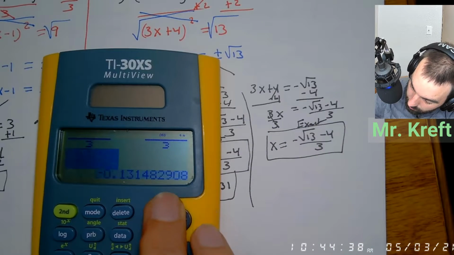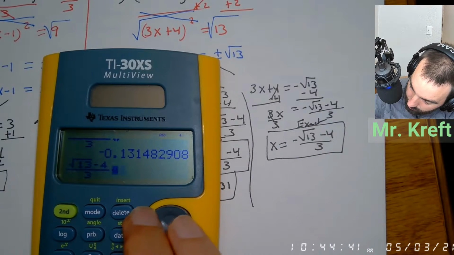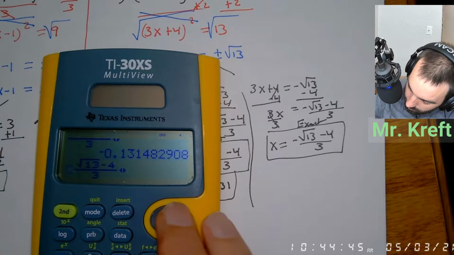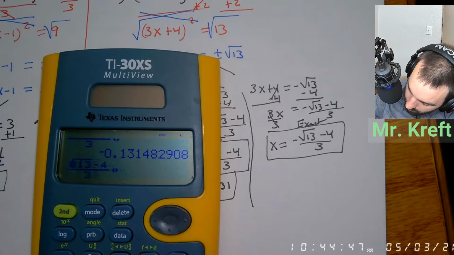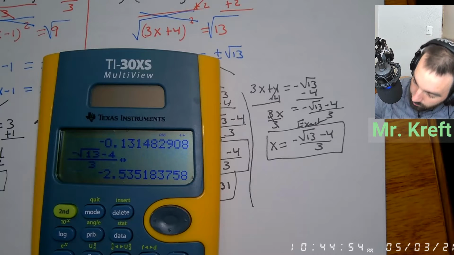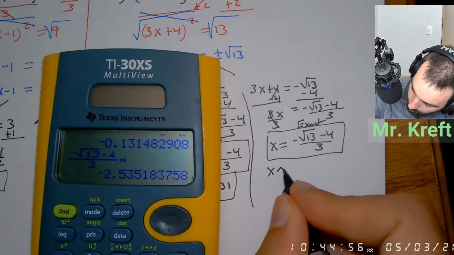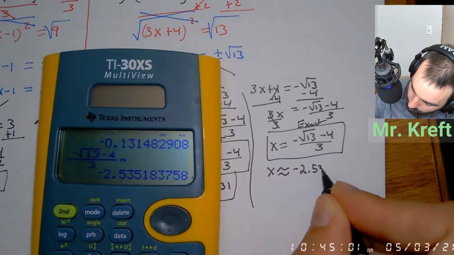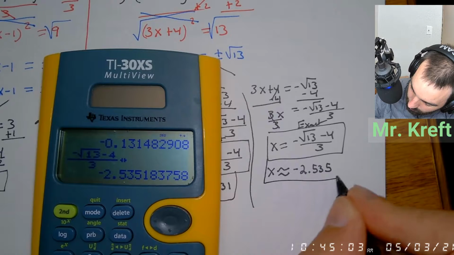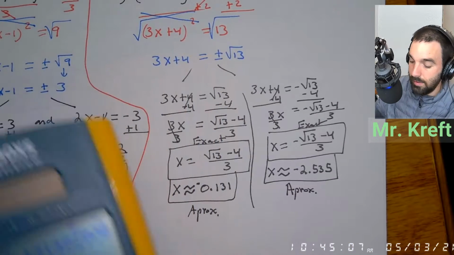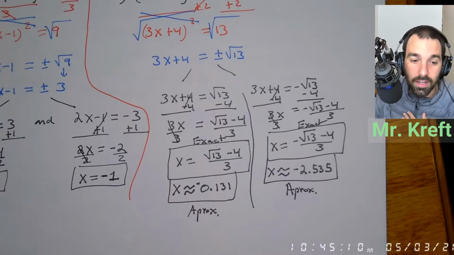And then I can just go like this, and I can add a negative in front of the 13. Oops, or can I? There we go. And I get x is approximately negative 2.535. Right? So this is our approximate. Okay, and that's what the lesson is about today.